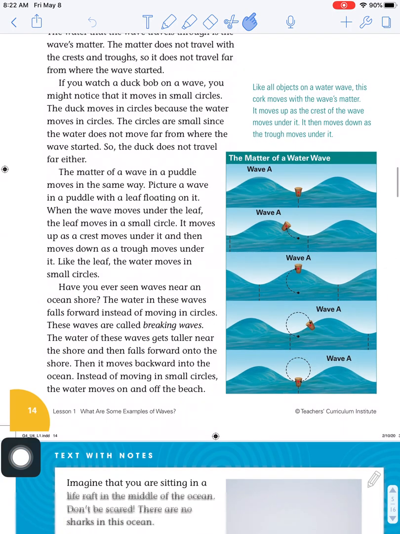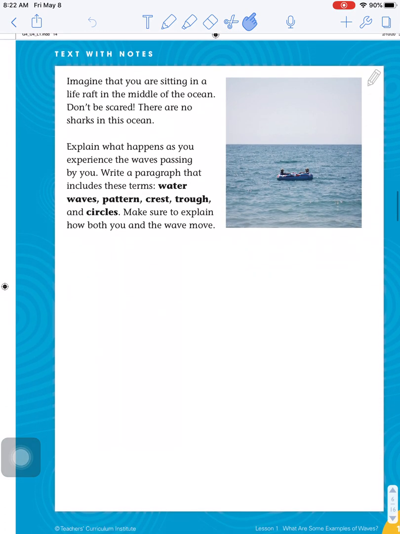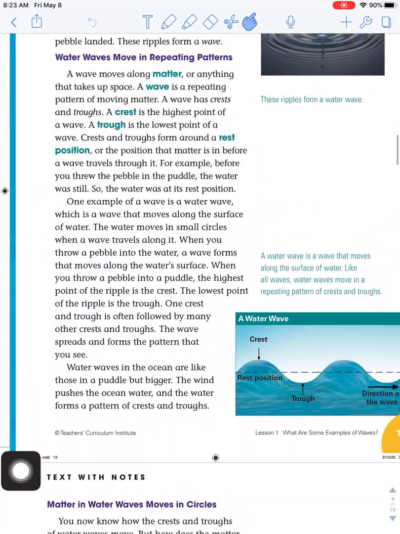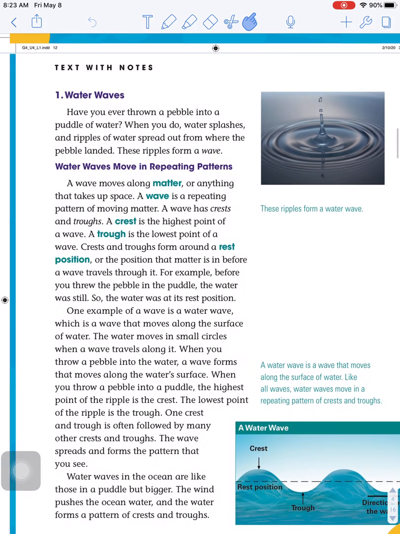So think about you in a raft. What would happen? Make sure you explain how both you and the wave move using water waves. So you could talk about how the water waves are coming around your boat and in a pattern of crests and troughs, and then explain how those crests and troughs make your raft and you move in circles. Be sure to include information from your text to support your answer or to explain how the movement is happening. Let us know if you have any questions.